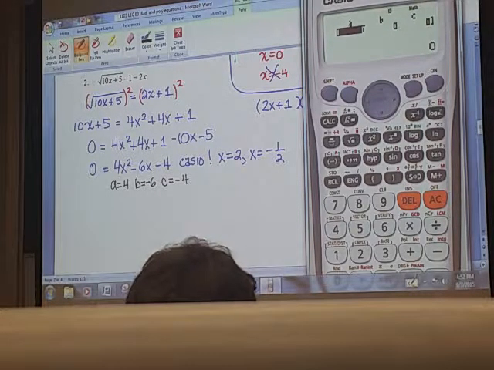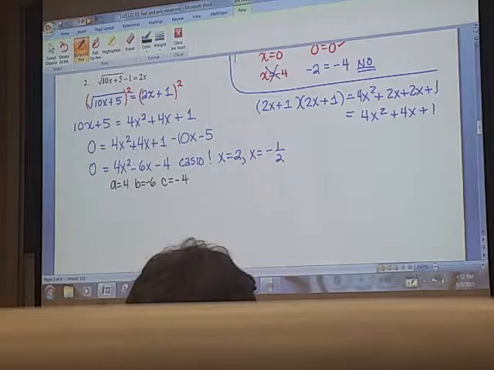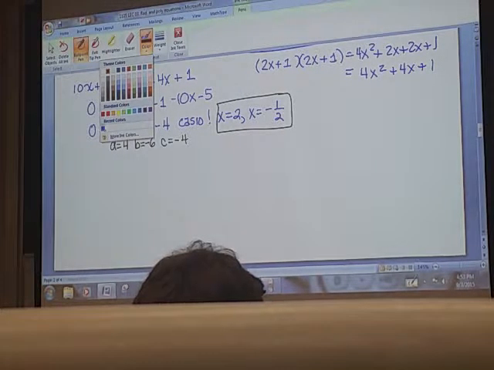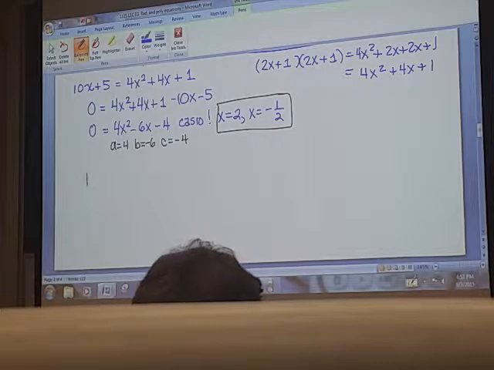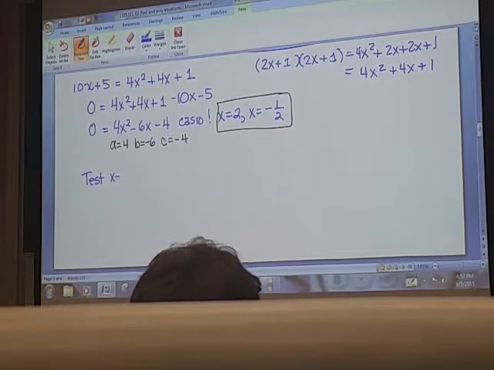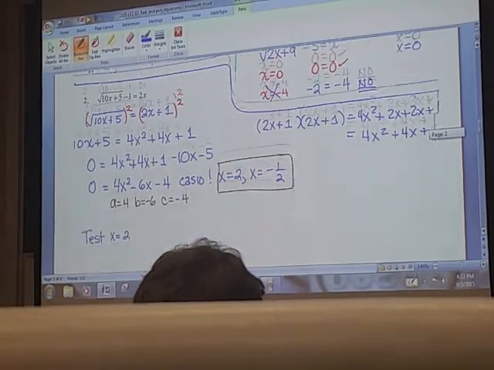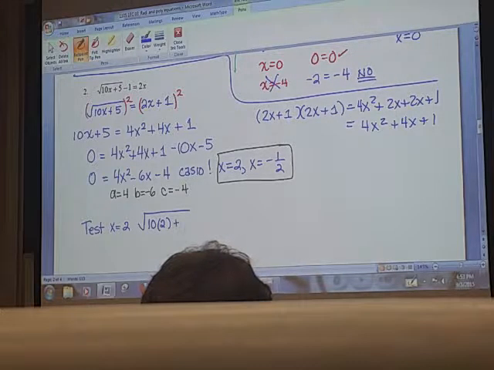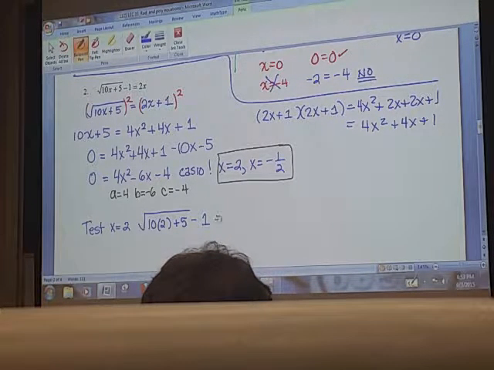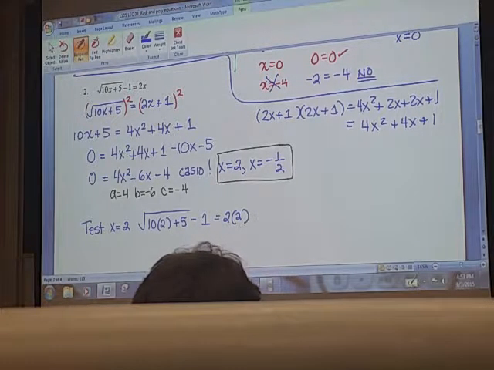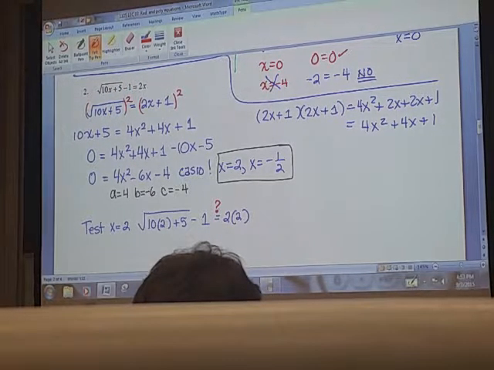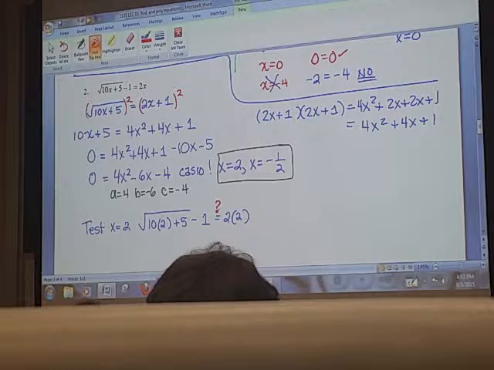Okay, so now I'm going to see if they work. And remember, you can factor those if you like. So here's what I'm testing. These two. So I'm going to test x equals 2. So I have square root of 10 times 2 plus 5, minus 1 equals 2 times 2. So this is what I'm going back into the original equation, and I'm trying to see if those two sides are going to be equal.